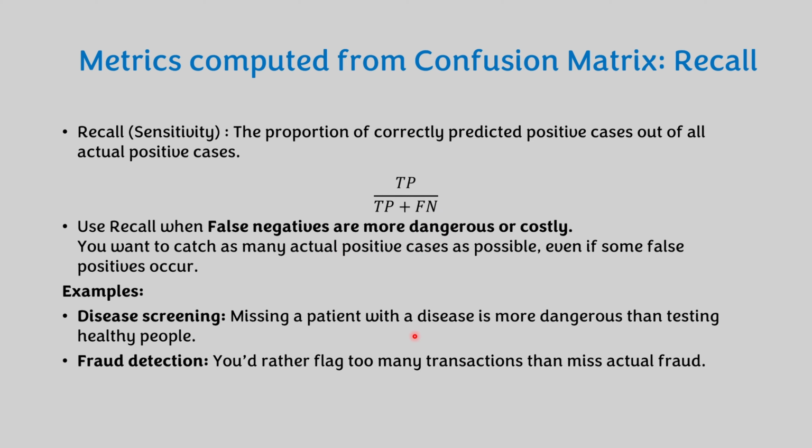For example, in disease screening, missing a patient with a disease is more dangerous than testing healthy people. Imagine you are diagnosing a patient and telling them that they are negative, yet they're actually positive, and maybe it's a communicable disease. Therefore, it is really important to minimize the false negatives.